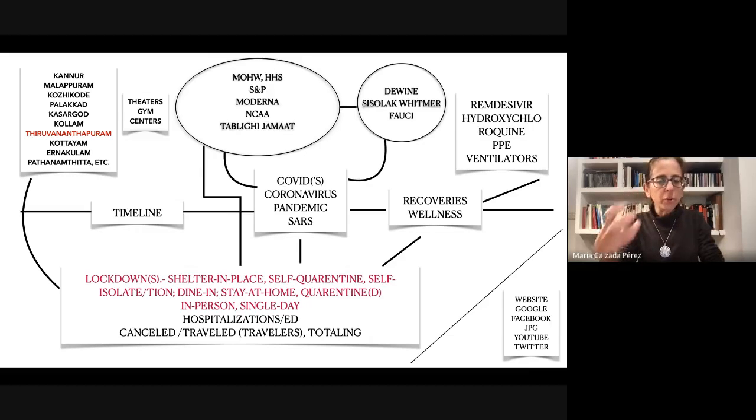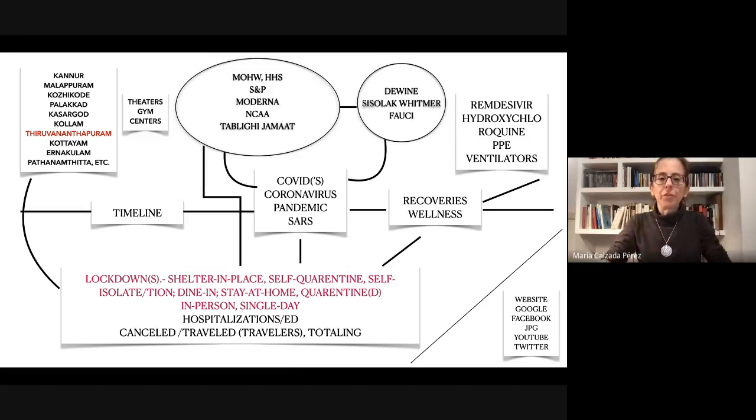And the most important consequence that is represented by WikiCovid EN is lockdown, shelter in place, self-quarantine, self-isolate or self-isolation, dine-in, stay at home, quarantine, quarantined, in person and single day. So this is the most important consequence that is represented in the English version of Wikipedia, the lockdown.